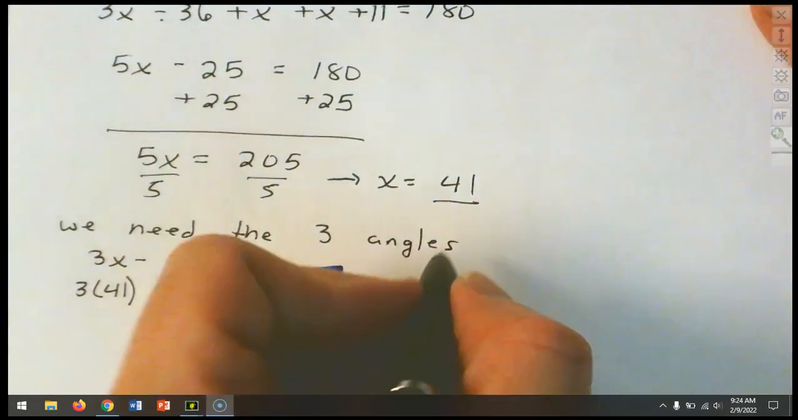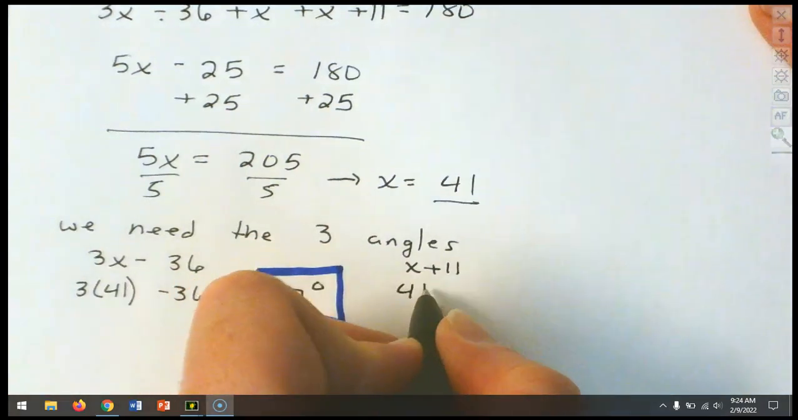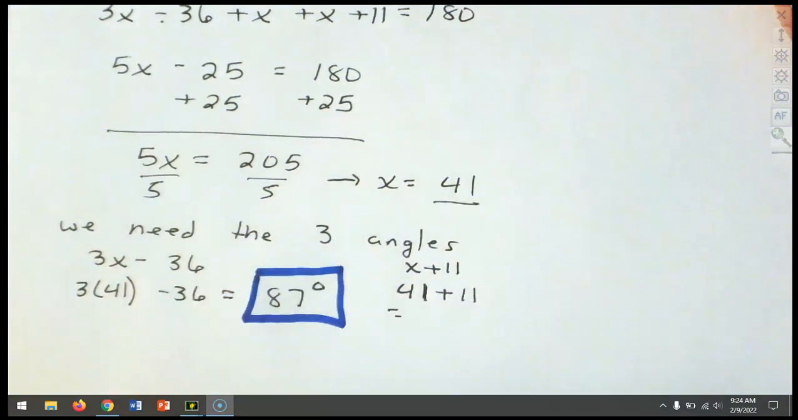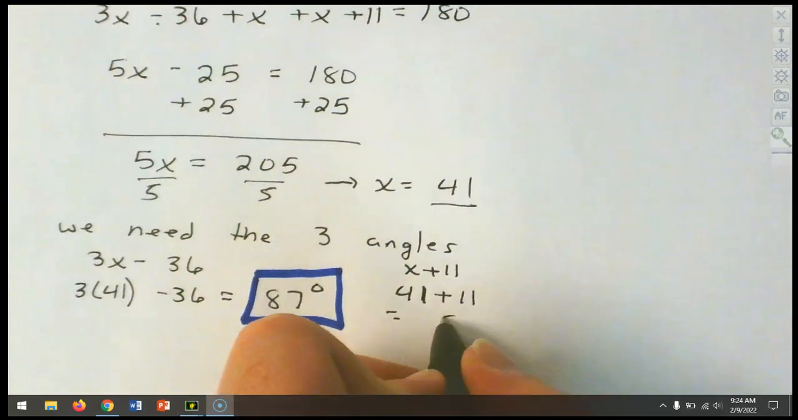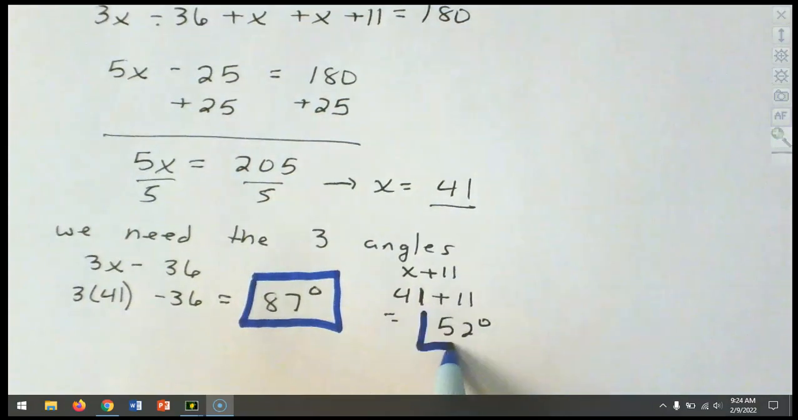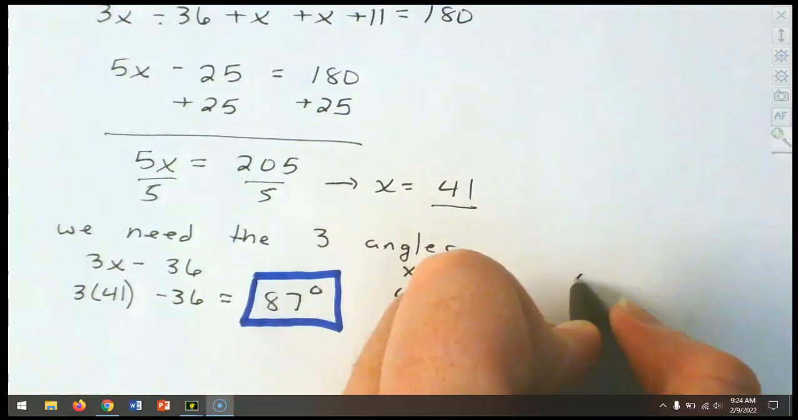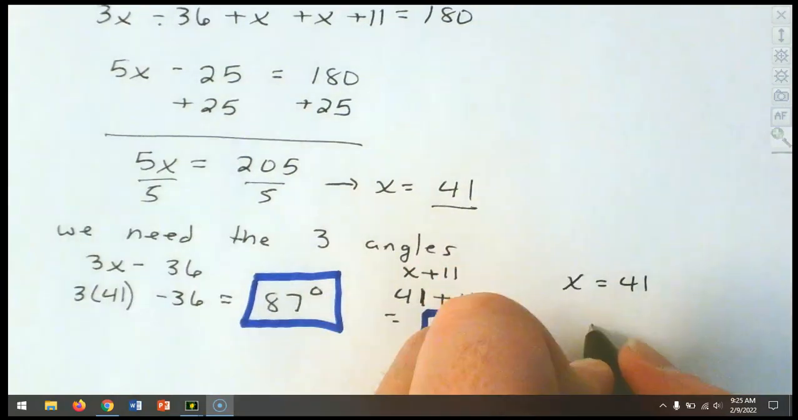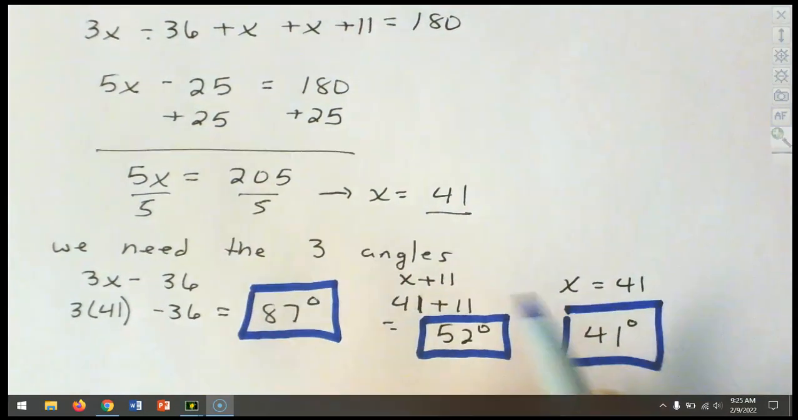Another one is x plus 11. So that's 41 plus 11. That should give you then 52, I believe. And that's going to be 52 degrees. And then what's our last one? 41. Yep, our last one is simply x. Right? And so it's just going to be 41. And how do we check? Well, they should add up to give you what? 180. Do they add up to give you 180? They do. Let's go ahead now and take a short break.